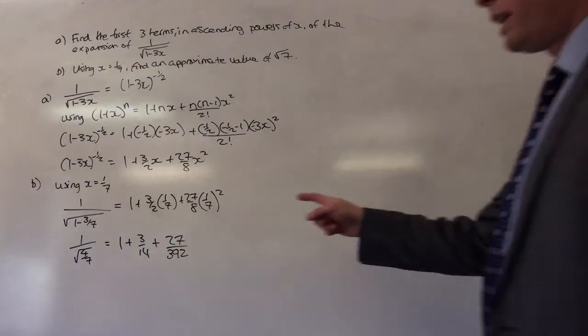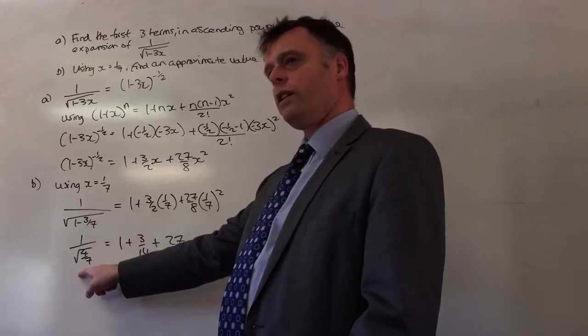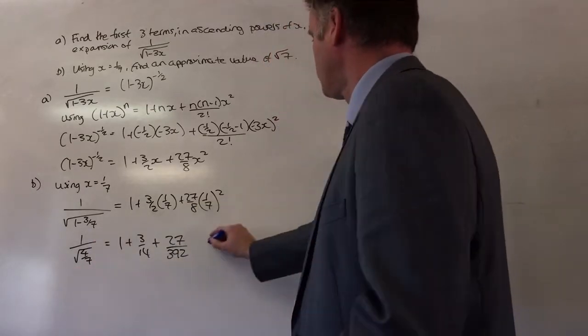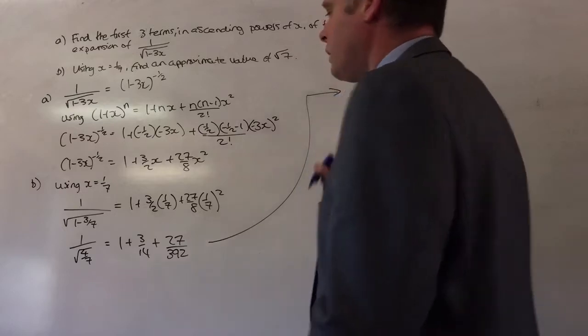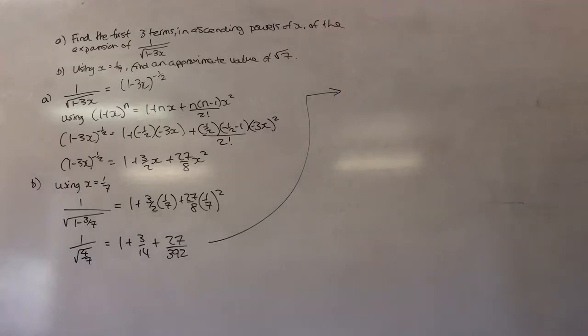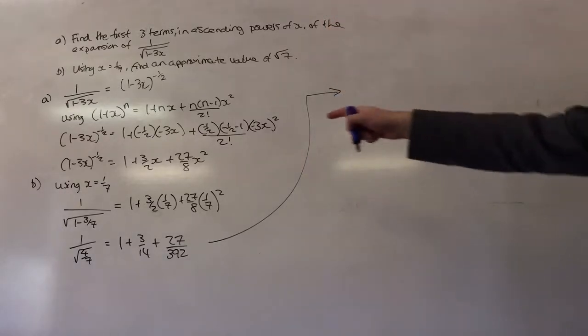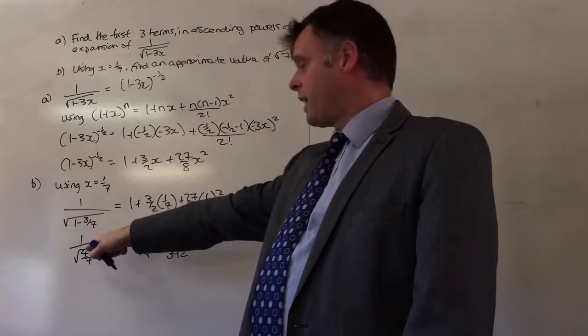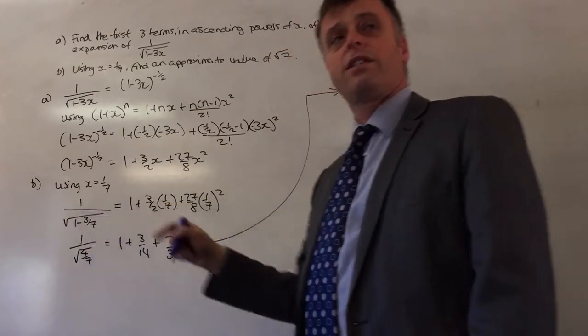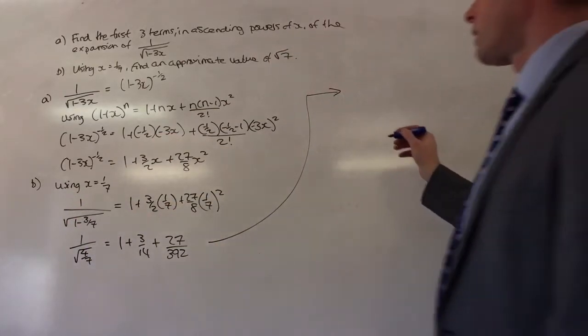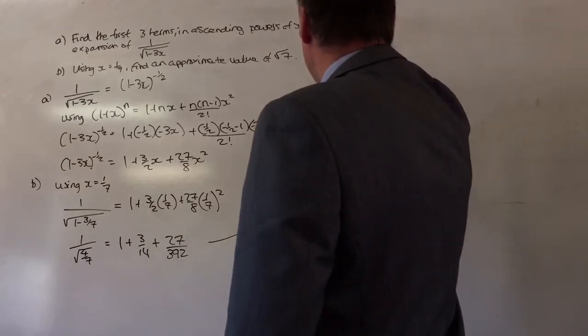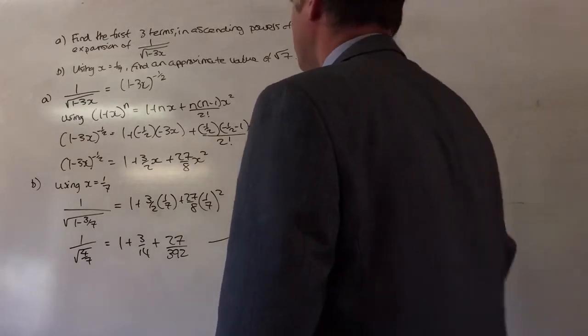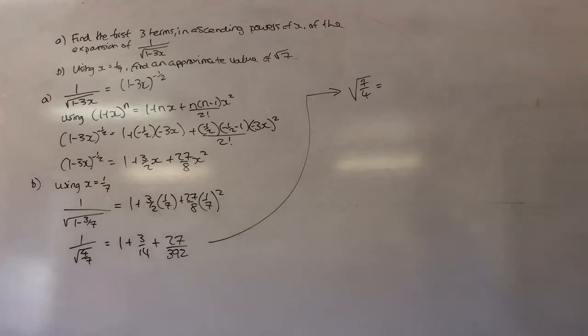So, looking at this, how can I rewrite this 1 over the square root of 4/7? You could rewrite it as a power, that's true, but I want to keep evaluating it. So 1 over, what does it do to the fraction? Flips it. So I could say that's the square root of 7 over 4. And then you've got 1 plus 3/14 plus 27 over 392.